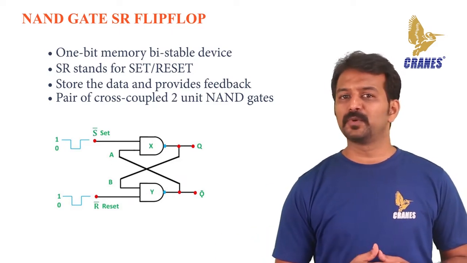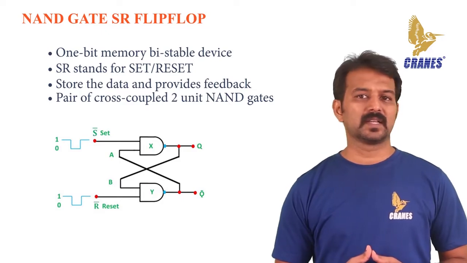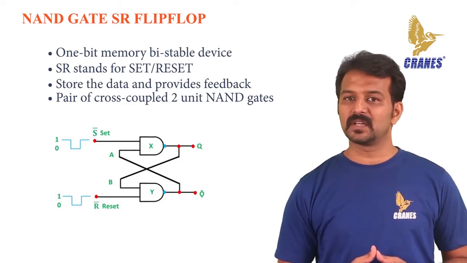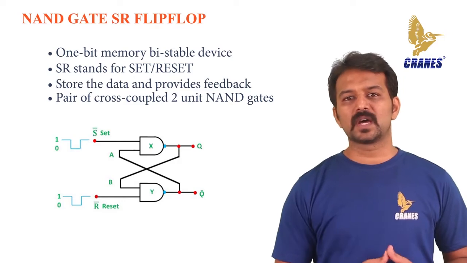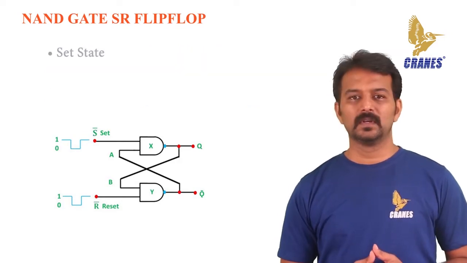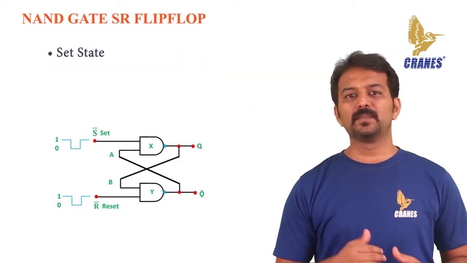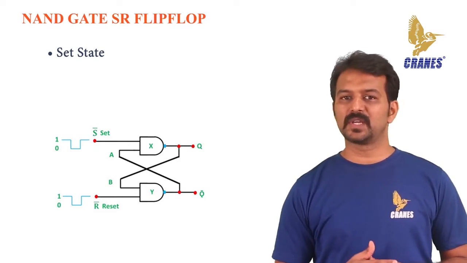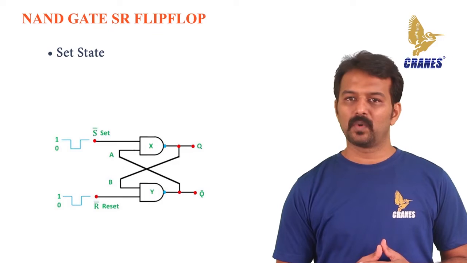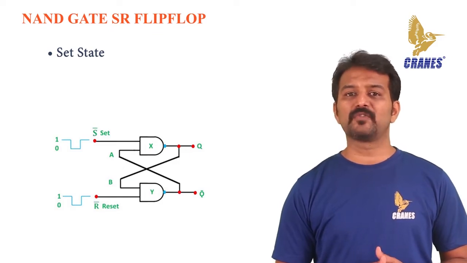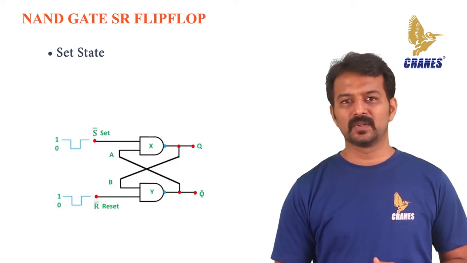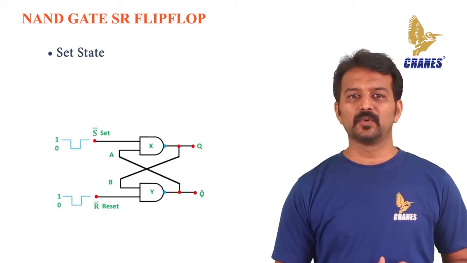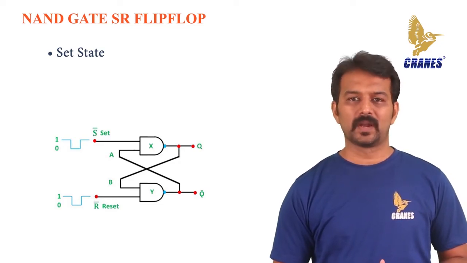The device consists of two inputs. One is known as the set, that is S. The other is called reset, which is R. The outputs are Q and Q bar. The set state: if the input R is at logic 0 and input S is at logic 1, the NAND gate Y has at least one of its inputs at logic 0. Therefore, its output Q must be at logic level 1.